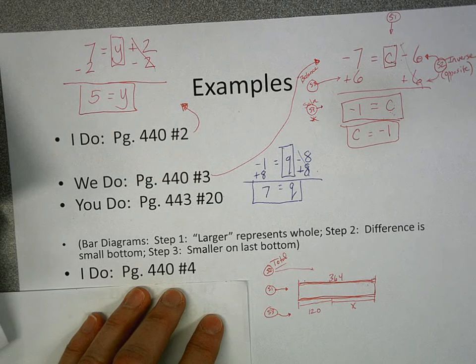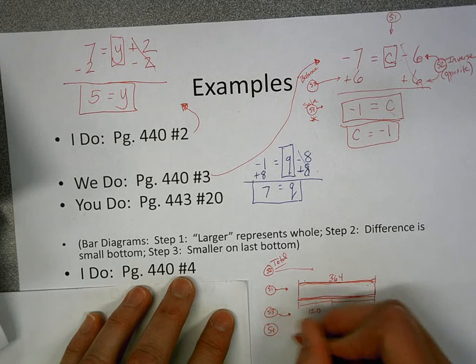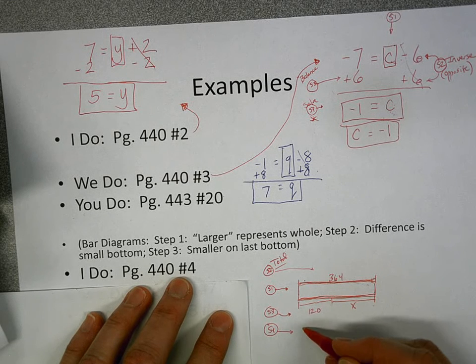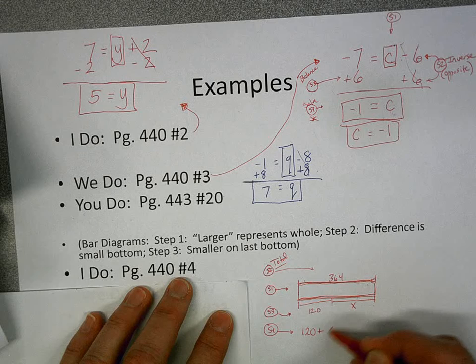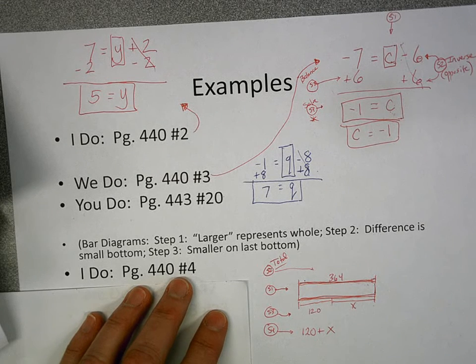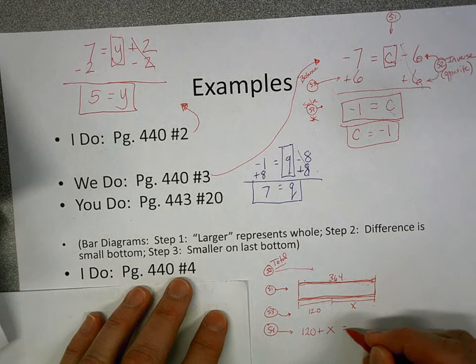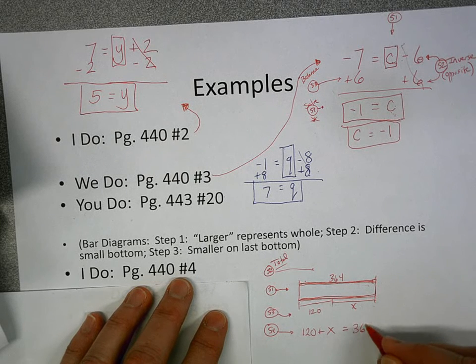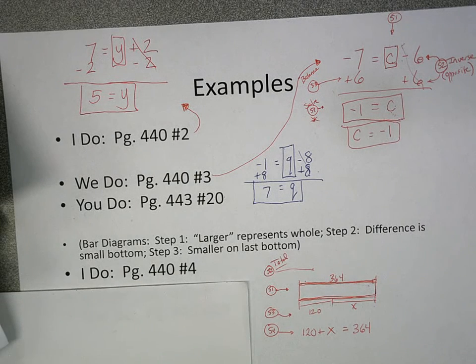Now comes step 4. If you build your bar diagram correctly, I just told you guys this bottom is equal to the top. So look at this. The bottom is 120 feet plus whatever Orville's flight was, which we don't know, it's X. And that is equal to the top, which is Wilbur's flight of 364 feet. So all I did was write my equation based off of that.